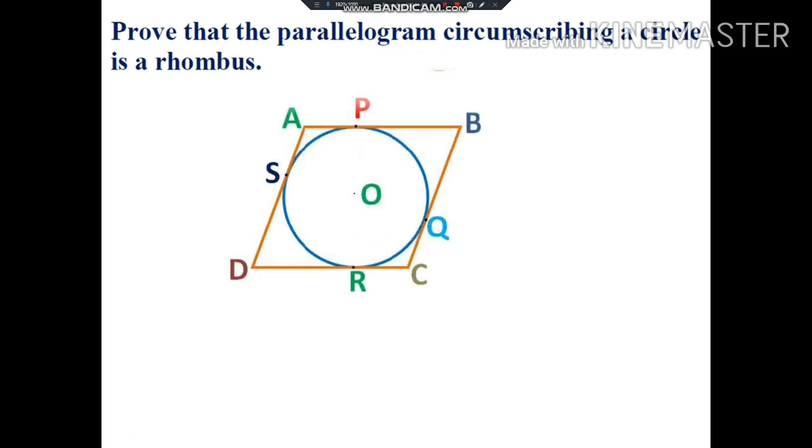Dear children, now you understood what is a parallelogram and what is a rhombus, and you need to draw a figure for it. So, what is given in the problem? A circle circumscribed by a parallelogram. Draw a circle and also a parallelogram touching all the sides. All the sides of the parallelogram should be touched by the circle. Draw a figure.